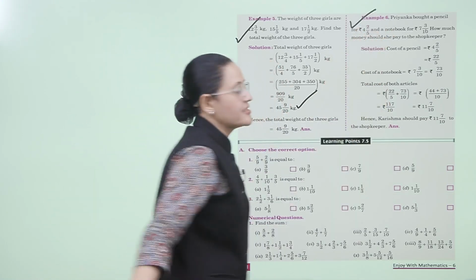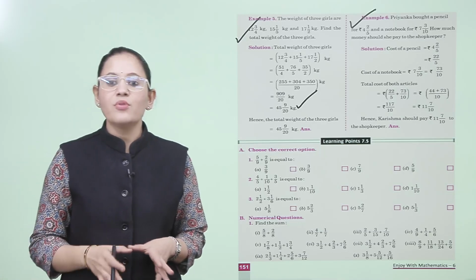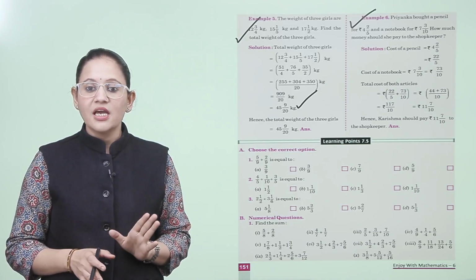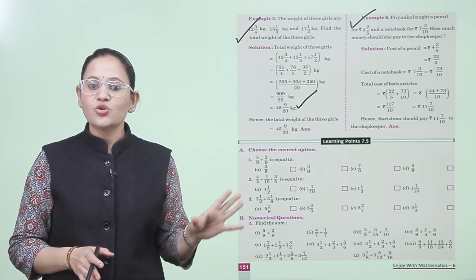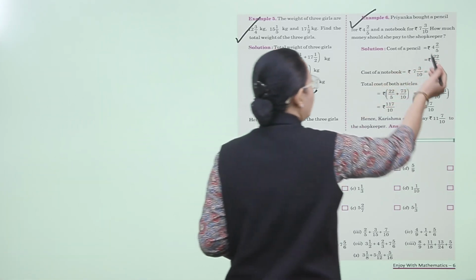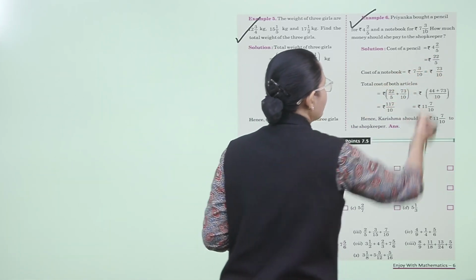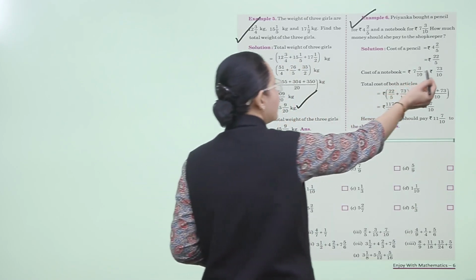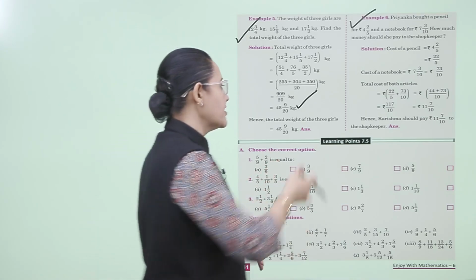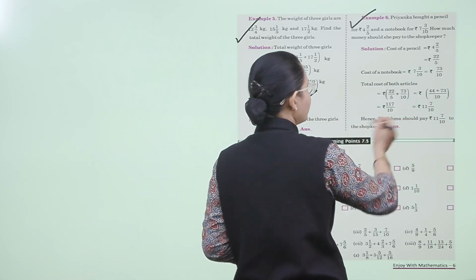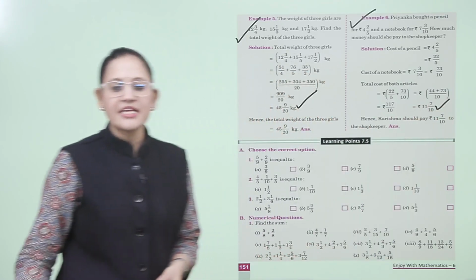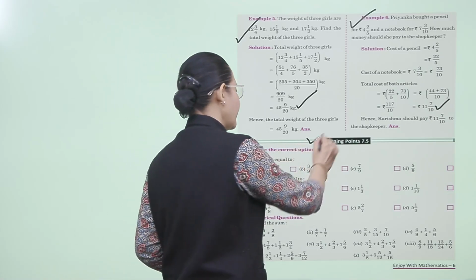In example 6, Priyanka bought a pencil for rupees 4 2 by 5 and a notebook for rupees 7 3 by 10. How much money should she pay to the shopkeeper? So the cost of the pencil 4 2 by 5 is equal to 22 upon 5. The cost of the notebook is equal to 73 upon 10. So for the cost of both articles, we will add them together, that is equal to 117 upon 10, or we can say 11 7 by 10 rupees. Clear?